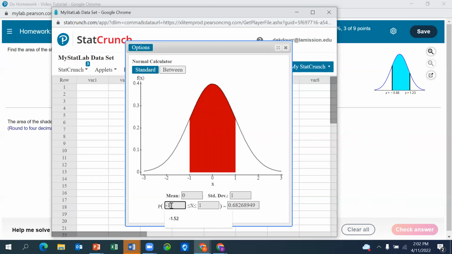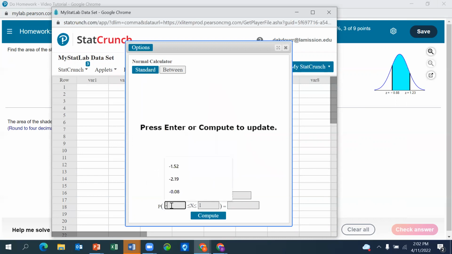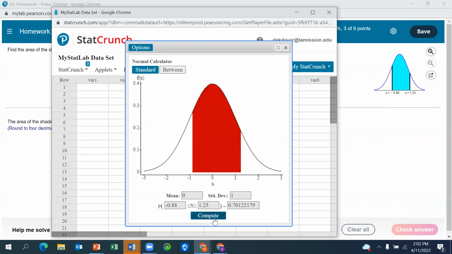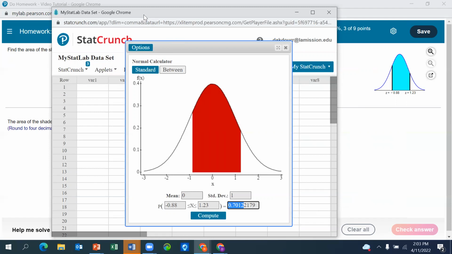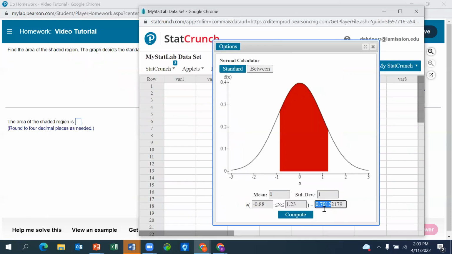Now let's select the smallest value, negative 0.88. You got it from here. And the other one is 1.23. Okay, so now you compute, and there's your answer right there: 0.7012. And rounding it, it would still be 0.7012.